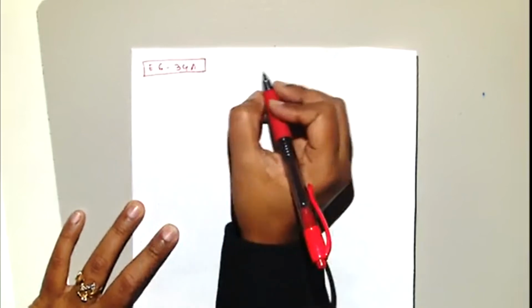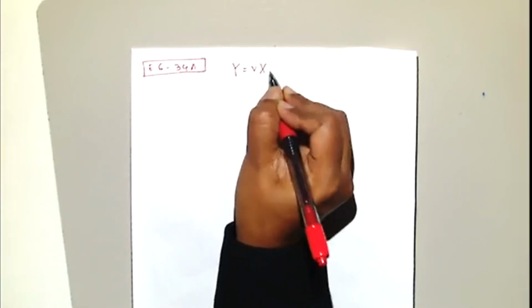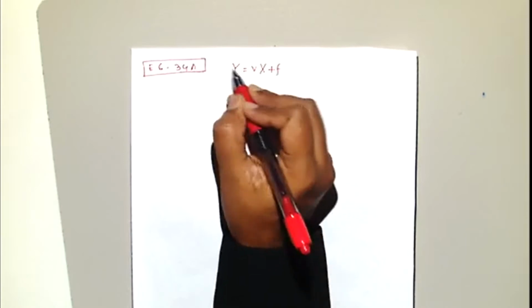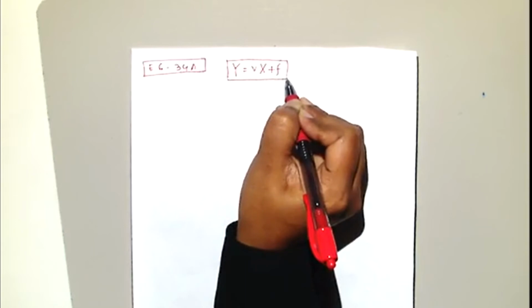Write down the cost equation. Y is equal to Vx plus F. We all know Y means total cost, V is variable cost per unit, X is your number of hours. Yes, Paul?